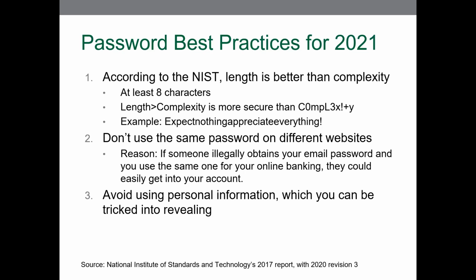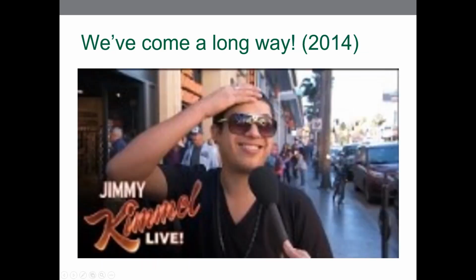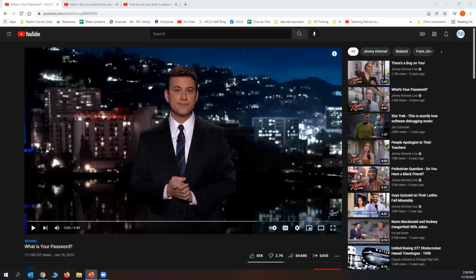And then finally, they've been saying this for a long time, but avoid using any personal information which you can be tricked into revealing. And we talk about being tricked into revealing, like, oh, that'll never happen to me. That's called social engineering. It's actually quite common, and it happens in corporations. I don't want to get in the weeds or anything, but when ransomware attacks happen, it's usually because someone got tricked into clicking on something or responding to something.